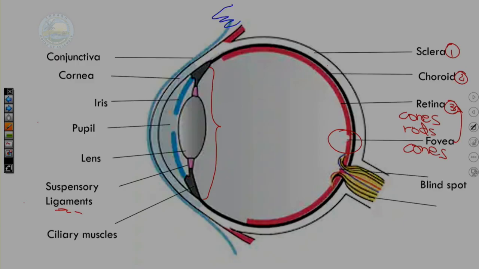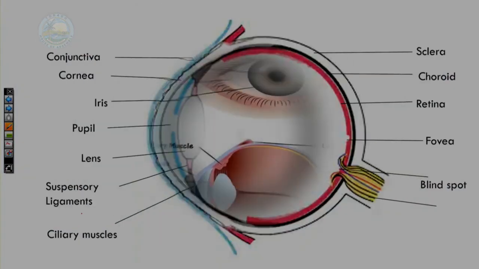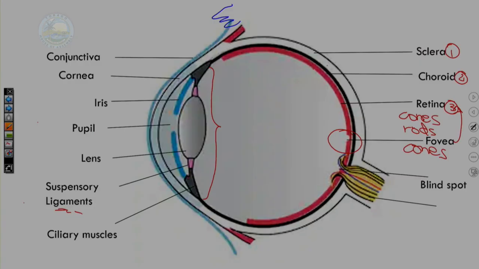Then we have the blind spot. This area here we have is called the optic nerve. So all the nerve endings from throughout the retina are going to come and be concentrated or bundled together and sent towards the brain for processing of whatever it is that you're looking at.